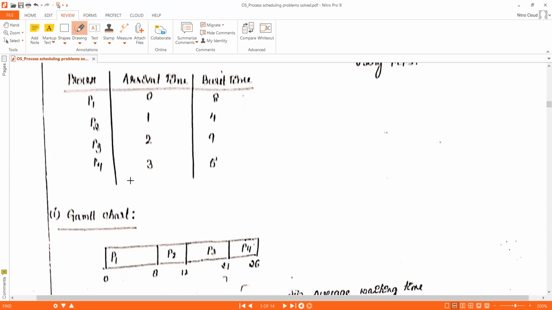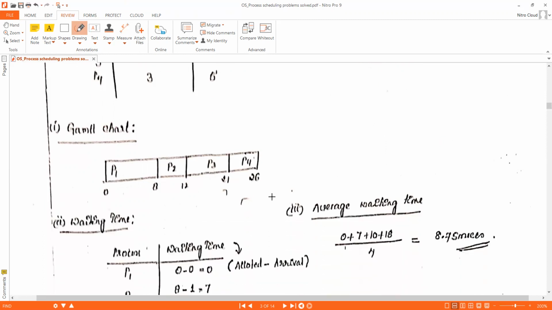Okay, at 21 milliseconds, we have in the ready queue process 4. Okay, what is the burst time for the process 4? It is 5 milliseconds. 21 plus 5, it is 26 milliseconds. At 26 milliseconds, process 4 will complete its execution. Understood, right? Like this, we need to draw the Gantt chart.